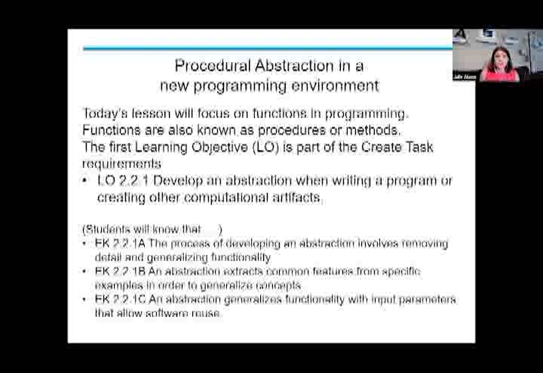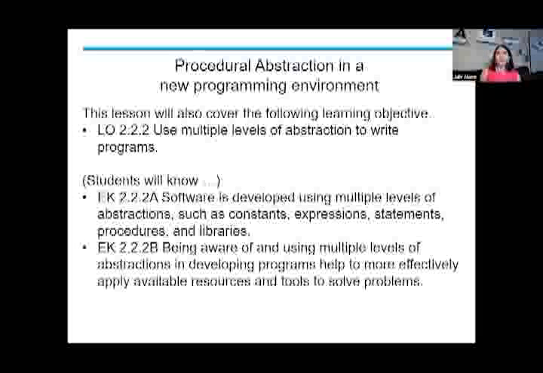So that is going to be the biggest part of today's lesson: we're going to learn how to develop our own abstractions in the MakeCode environment. We've seen other abstractions in MakeCode, but it's important that you know how to make your own because that's what's required for the create task. If you don't know, the process of developing an abstraction involves removing detail and generalizing functionality, which makes your programs a whole lot easier to read. And an abstraction extracts common features from specific examples in order to generalize those concepts. And you can also do it with input parameters that allow software reuse. So we're going to see that as well.